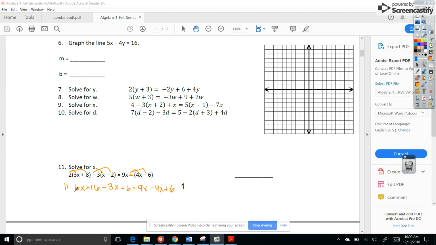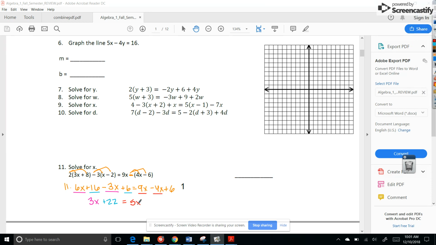Okay, combining like terms. 6x minus 3x is 3x. 16 plus 6 is 22. Other side, 9x minus 4x is 5x, and then 6 doesn't have anything with it. No like terms with 6. Okay, inverse operations. I'm going to subtract 3x from both sides. 3x is positive, nothing in front of it. So I have 22 is equal to 2x plus 6. That 2x is positive, so I will subtract.